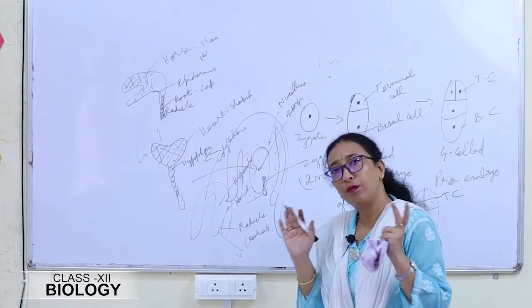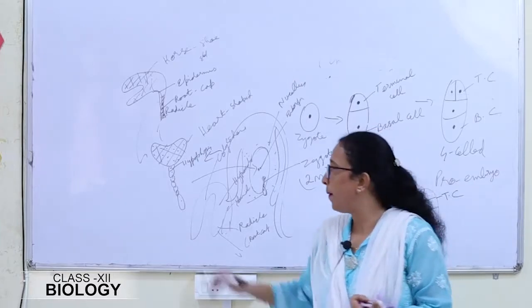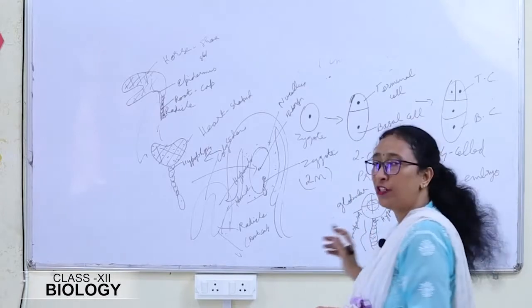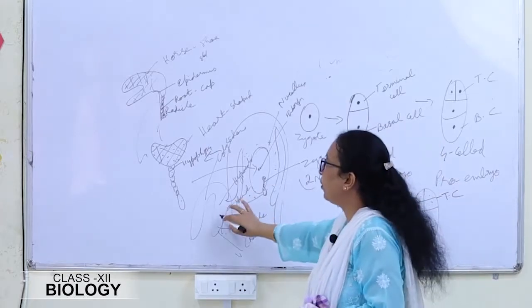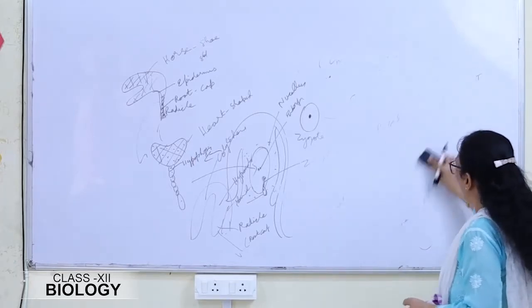Now the embryo is fully formed. It is a dicot embryo because 2 cotyledons are formed, and this is how the formation of a dicot embryo takes place. Now we will see a monocot embryo. How does a monocot embryo form?